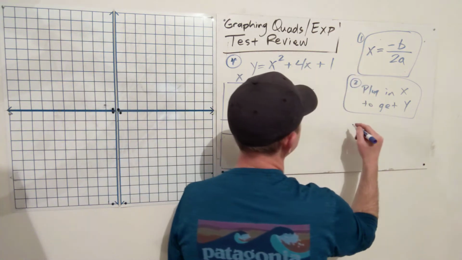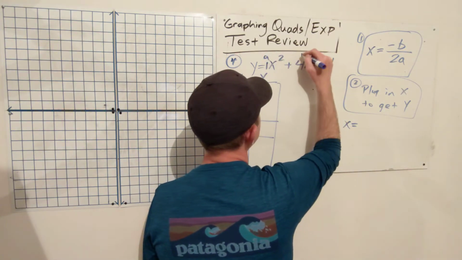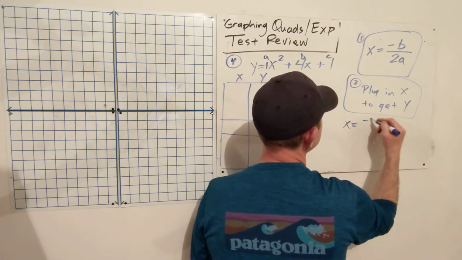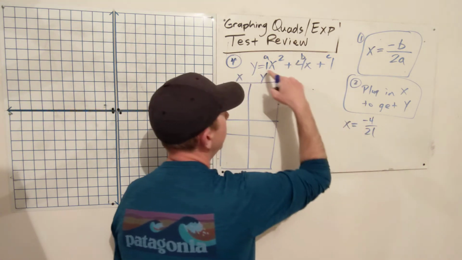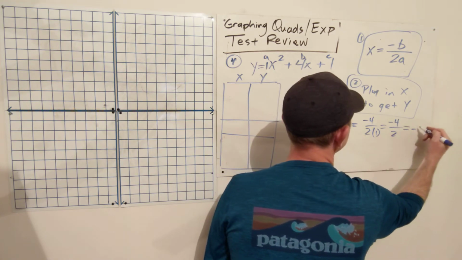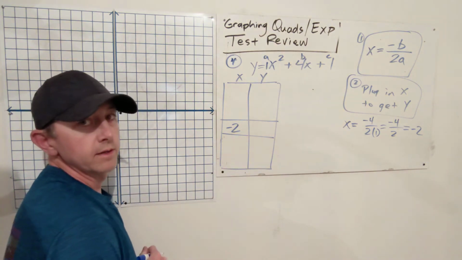So let's do this. x equals the opposite. So A is 1, B is 4, C would be 1. So the opposite of B is negative 4 over 2 times A, which is 1. We get negative 4 over 2, which is negative 2. So that tells me this is a negative 2 right there.